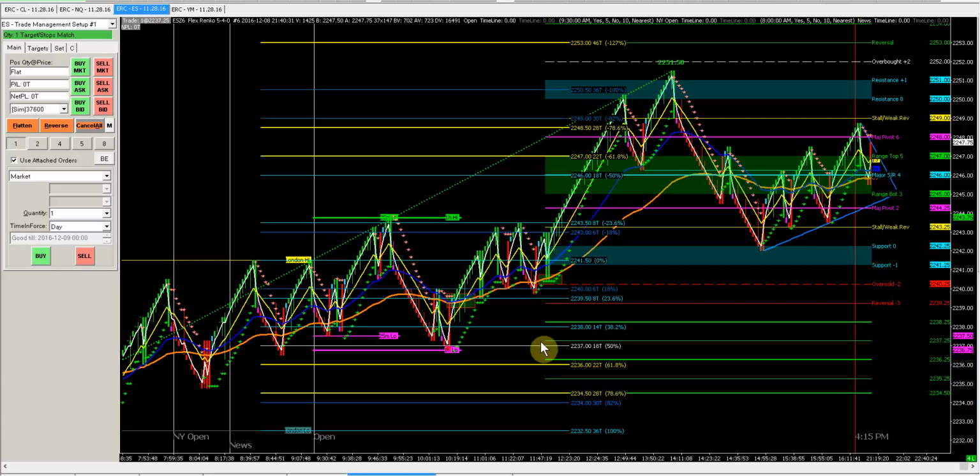So I think that does it. Anyway, I know it looks a little bit more complicated, but I hope it's shown you that the market is not random, that there is structure to the market, even if you just put the Flex Renko bars on it.